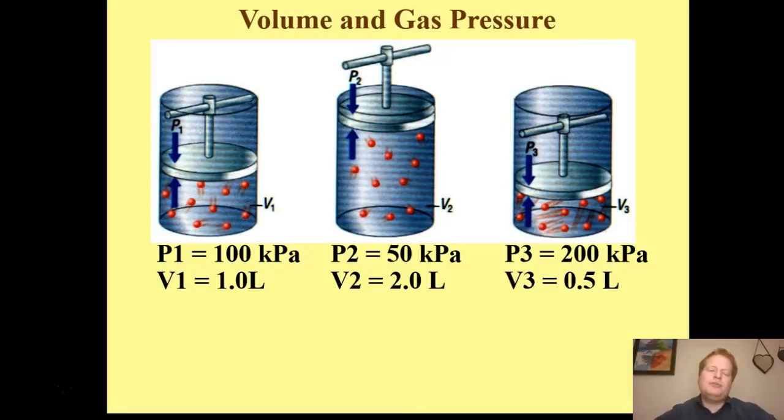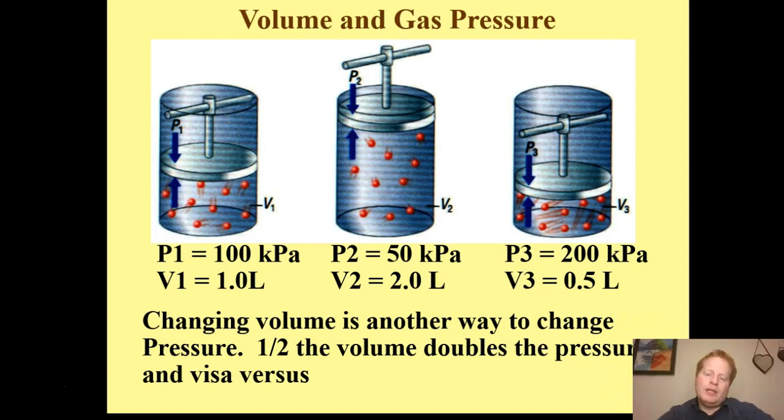So here is another visualization of that. Just to show you one more example, we have a volume of 1 liter, increase the volume to 2 liters, and then the pressure went from 100 kPa to only 50 kPa. So the volume got doubled, the pressure got divided by 2, just like we just saw. So that is the relationship, and changing volume is another way to change pressure. Half the volume doubles the pressure and vice versa. So that's how that works.